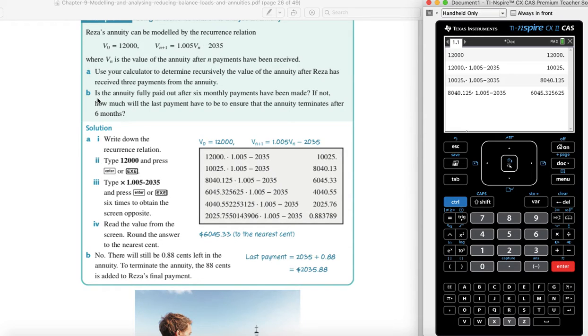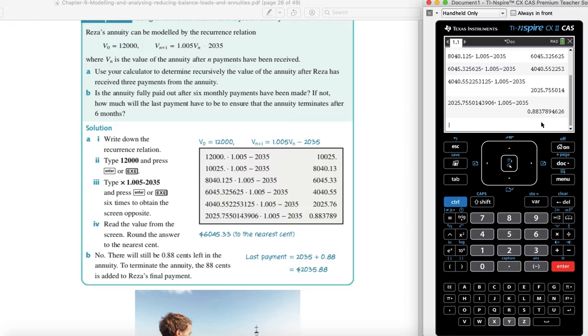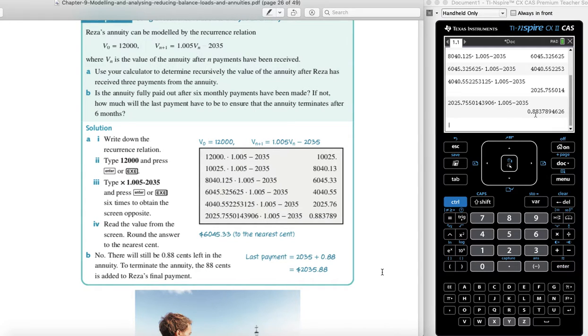Which then gets us to part B. Is the annuity fully paid out after 6 monthly payments have been made? If not, how much would the last payment have to be to ensure that the annuity terminates after 6 months? So 3, 4, 5, 6, and we've got 88 cents remaining, don't we? It doesn't round to 89 because it's only a 3 in the third decimal place. So we're going to do the $2,035 plus the 88 cents, which gives us a final payment of $2,035.88. Pretty straightforward.